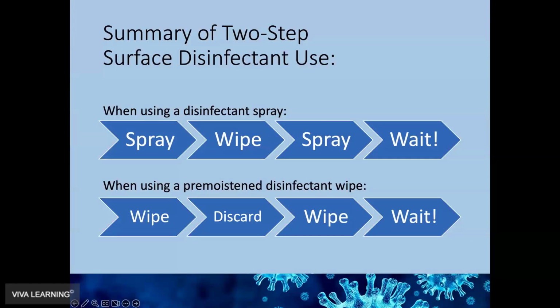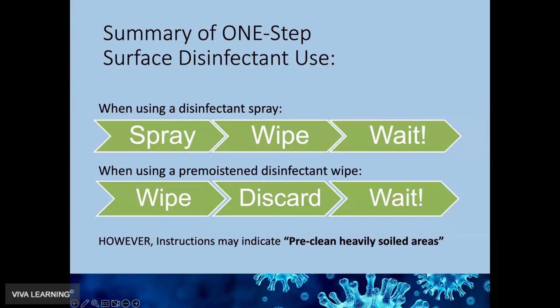If you are using a two-step surface disinfectant, what you do is this. If you're using a disinfectant spray, you spray, wipe, spray, and then you wait for the duration of the contact time, or kill time, and that surface must remain wet for that full duration. Then you can go ahead and set up your operatory for the next patient. If you're using a wipe product, the same sequence occurs, but using a wipe instead of the spray: wipe, discard, choose a new wipe, and then wait for the duration of that contact time as well.